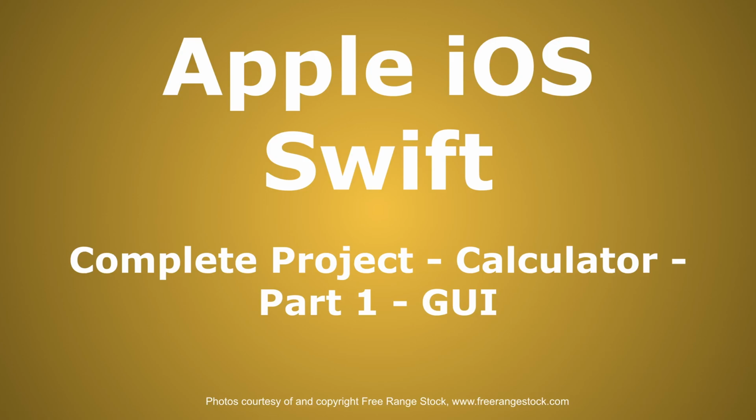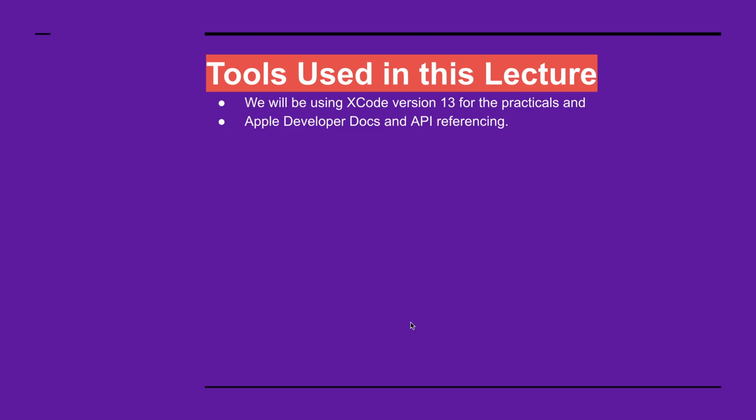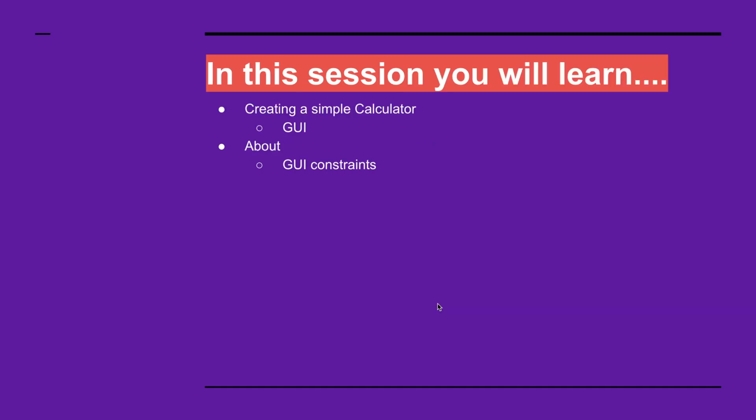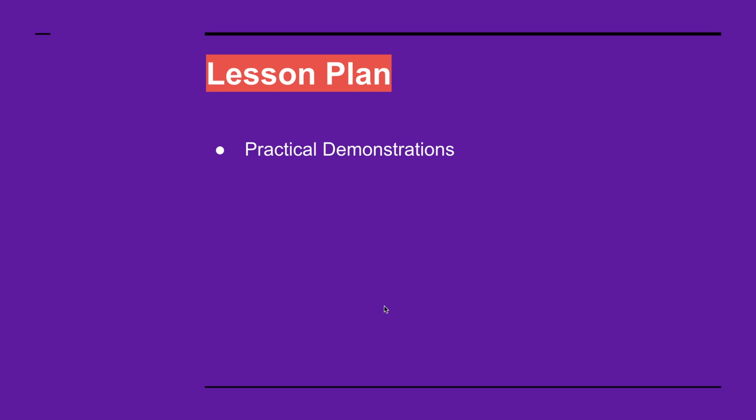Hi everyone, welcome to Apple iOS Swift mobile application development. Complete project, calculator, part 1, GUI. We'll be using these tools for this lecture. Make sure to cover these prerequisites before you do this practical. In this session, you will learn about creating a calculator GUI and about the GUI constraints. As usual, it's going to be practical demonstrations. So let's go and do the practical now.